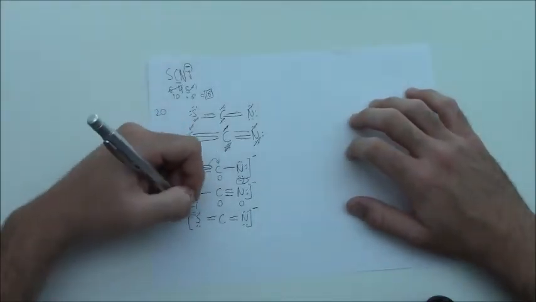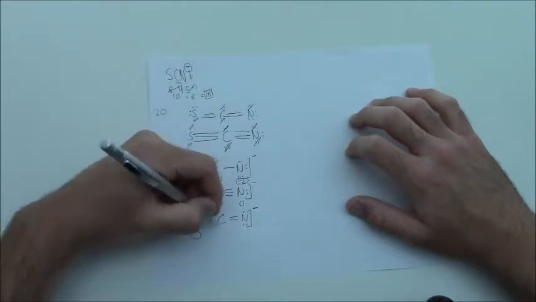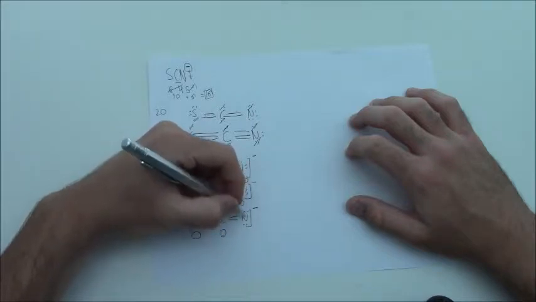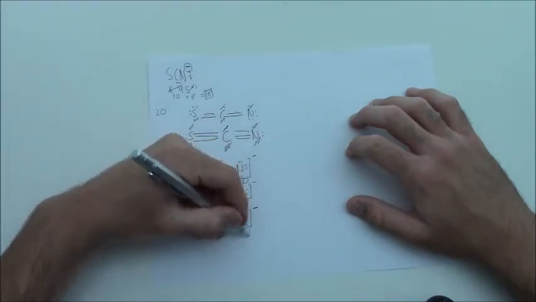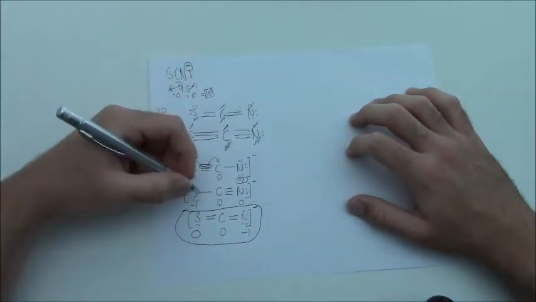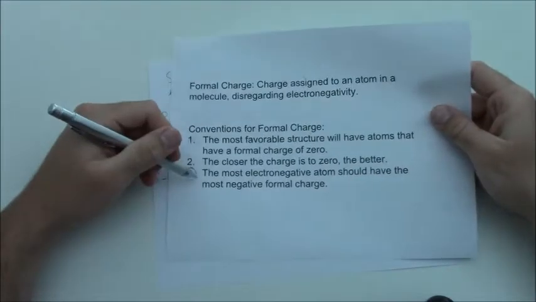So let's take a look at the last structure with 2 double bonds. 1, 2, 3, 4, 5, 6, gives us 0. 0 again. 1, 2, 3, 4, 5, 6. 5 minus 6 is negative 1. So this will be the predominant structure for the thiocyanate ion. Why? Because it follows our formal charge conventions the best.